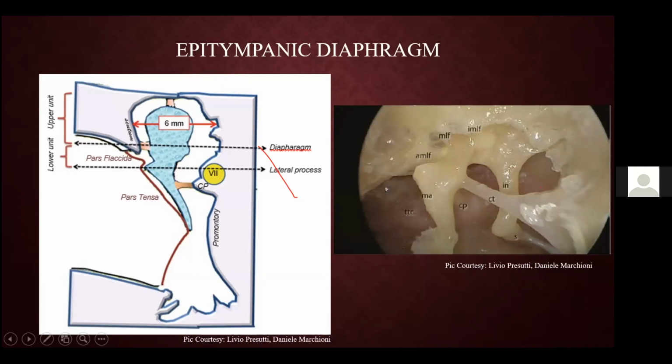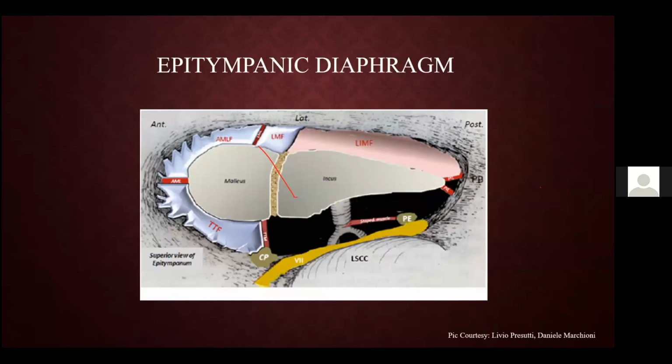If we see the endoscopic picture, you can see this is a part of various folds which are forming the epitympanic diaphragm, and it will divide the attic into two parts, the upper unit and the lower unit. The lower unit is mainly contributed by the Prussak's space, which will be around here near the neck of the malleus, and the other parts have a lot of spaces in the upper unit, which we'll discuss in the coming slides.